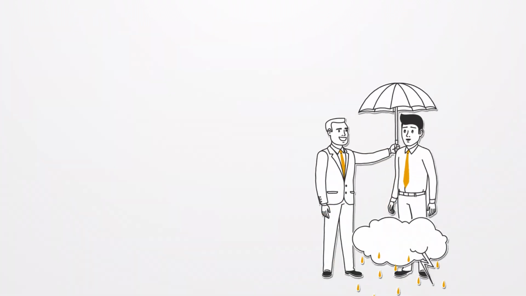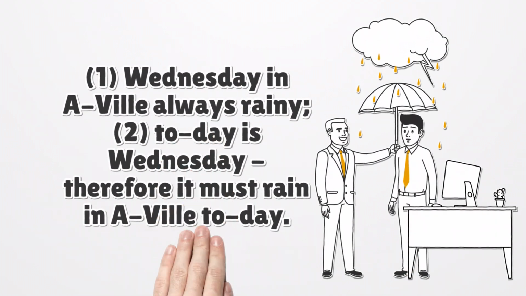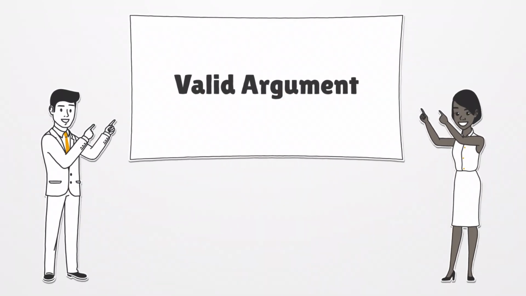So, if one premise is that it always rains on a Wednesday in Aville, and another premise is that it is Wednesday, then the conclusion that it will rain sometime today in Aville can't be false, if the premises are both true. This is what's called a valid argument.